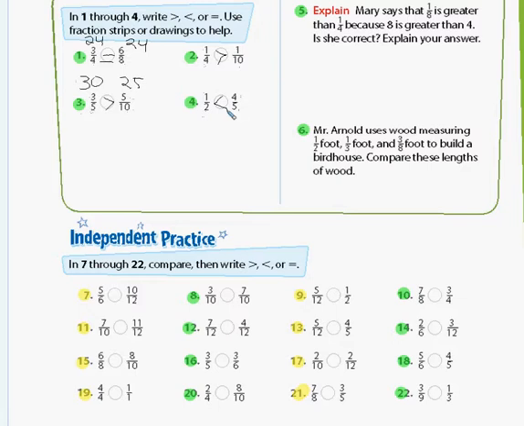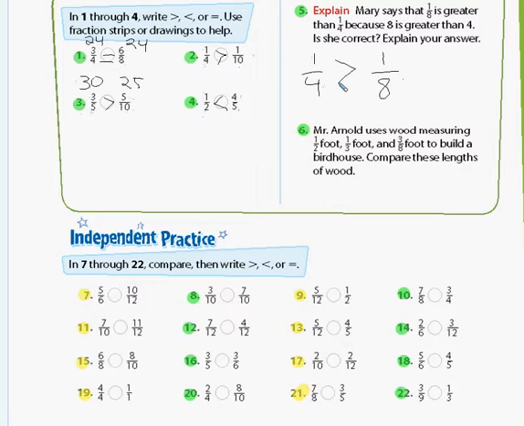Problem number 5. Mary says that 1/8 is greater than 1/4 because 8 is greater than 4. Is this correct? And explain your answer. And this goes back to question number 2. We have 1/4 and 1/8. On this one, our whole is broken down to 8 parts. On this one, the whole is broken down to 4 parts. They both have the same numerator, so whichever one has the smallest denominator is going to be the largest. So that means 1/4 is greater than 1/8.